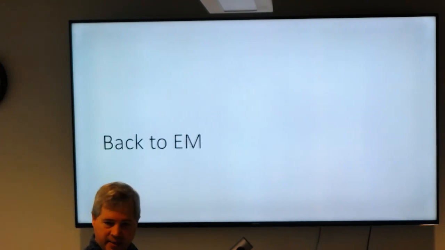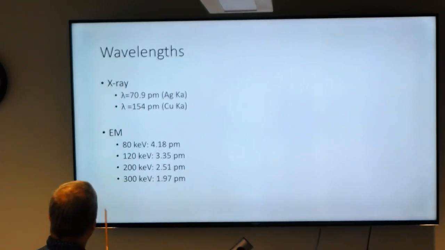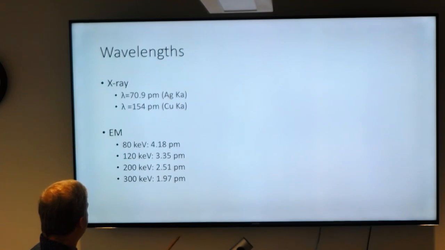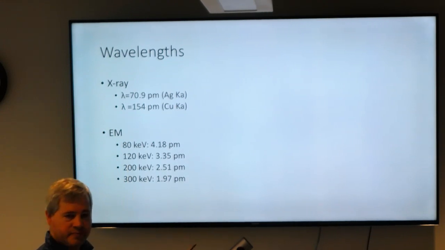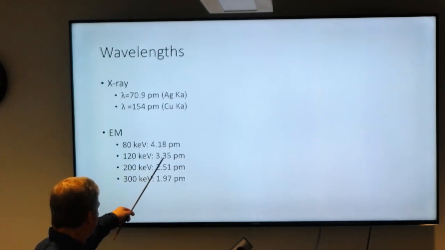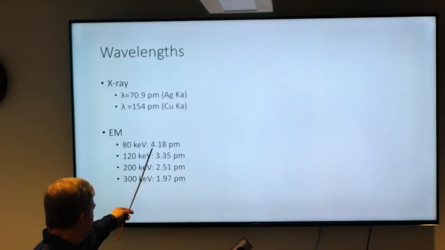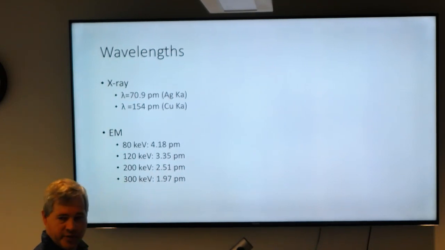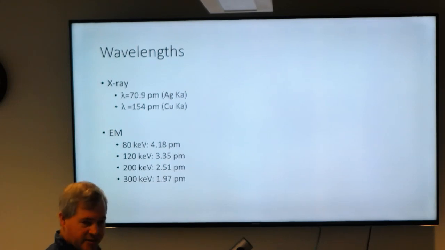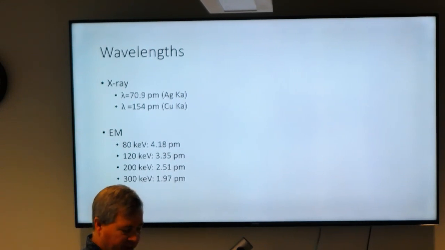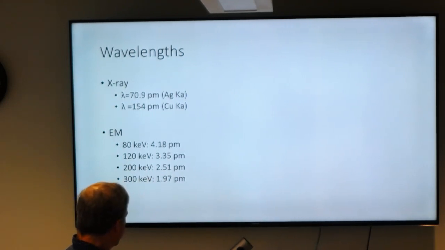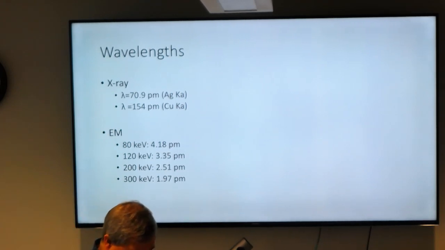So I guess we'll go back to EM. The wavelengths that we work with are quite different from X-ray. With X-ray crystallography, the standard wavelengths are on the order of 70 to 150 picometers, depending on the collimation of it. But in EM, we're much smaller. Even on an 80 kV microscope, the wavelength is 4 picometers. 200 kV is 2.5 picometers. 300 kV is 2 picometers. So we're well below the diffraction limit. As you know from earlier, the wavelength of electrons is tiny compared to the resolution that we want to get, so that's not a problem, even on the lowest end microscope.